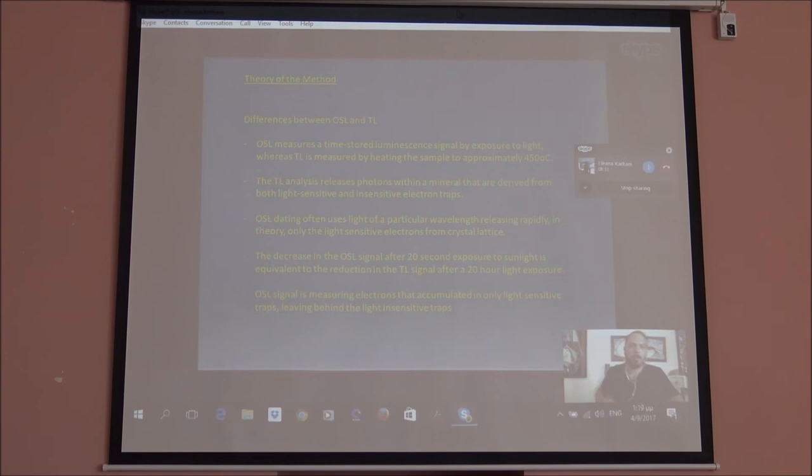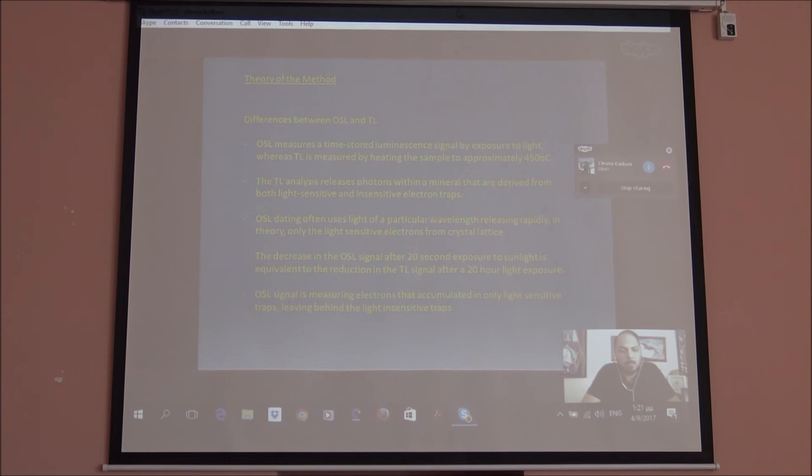Differences between OSL and TL. OSL and TL are both based on the same phenomenon of luminescence. The OSL measures a time-stored luminescent signal by exposure to light, whereas thermoluminescence is measured by heating the sample to approximately 450 degrees Celsius. The thermoluminescence analysis releases photons within a mineral that are carried from both light-sensitive and light-insensitive electron traps. OSL often uses light of a particular wavelength, releasing, in theory, only the light-sensitive electrons from crystal lattices. So thermoluminescence releases photons from both light-sensitive and insensitive electron traps, and OSL releases electrons only from light-sensitive electron traps.